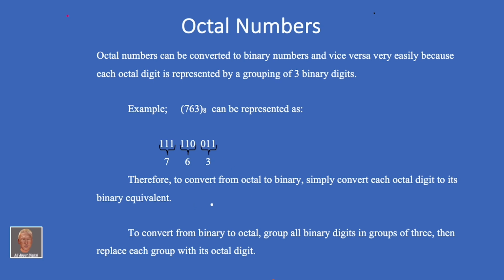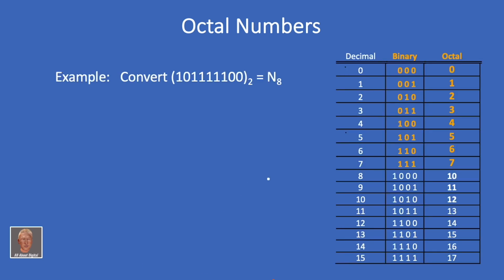Now, in the other direction, to convert from binary to octal, group all the binary digits in groups of 3, then replace each group with its octal digit. Let's do an example here. To the right, I have a table which in orange describes the octal digits and the binary equivalents for those octal digits. So the example here says we want to convert this binary number to octal.